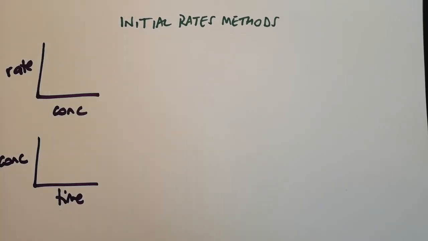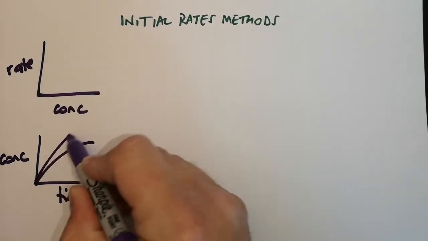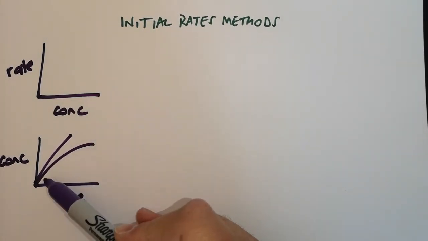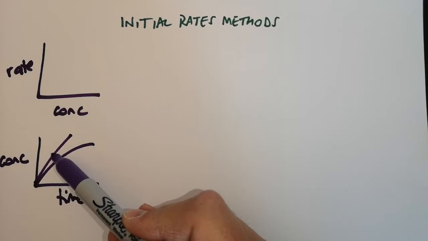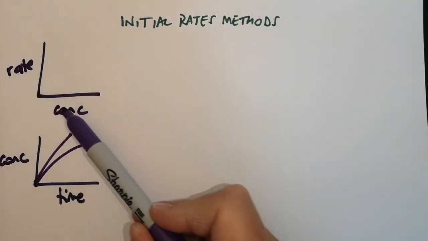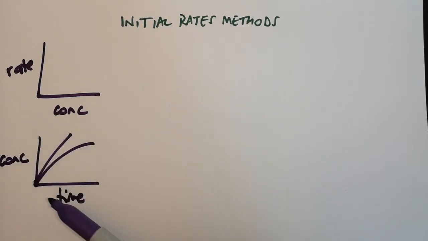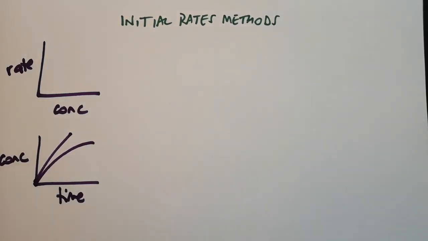Now we can calculate the initial rate from a concentration time graph by taking a tangent at time equals 0, and we'll work out the actual rate. But the problem is if we want a rate concentration graph, we would have to do this graph 4 or 5 times, which would be time consuming. There are quicker and more convenient ways of doing it, which are known as initial rates methods.